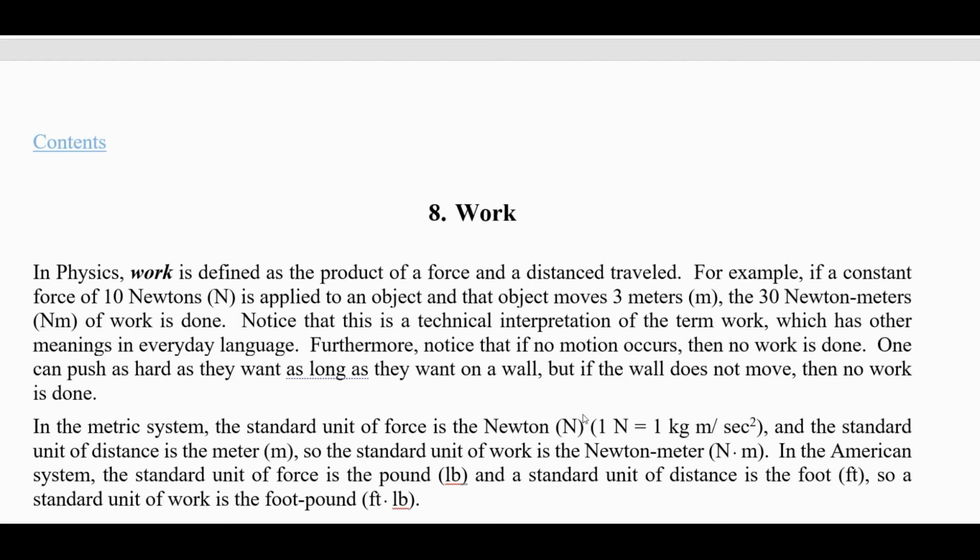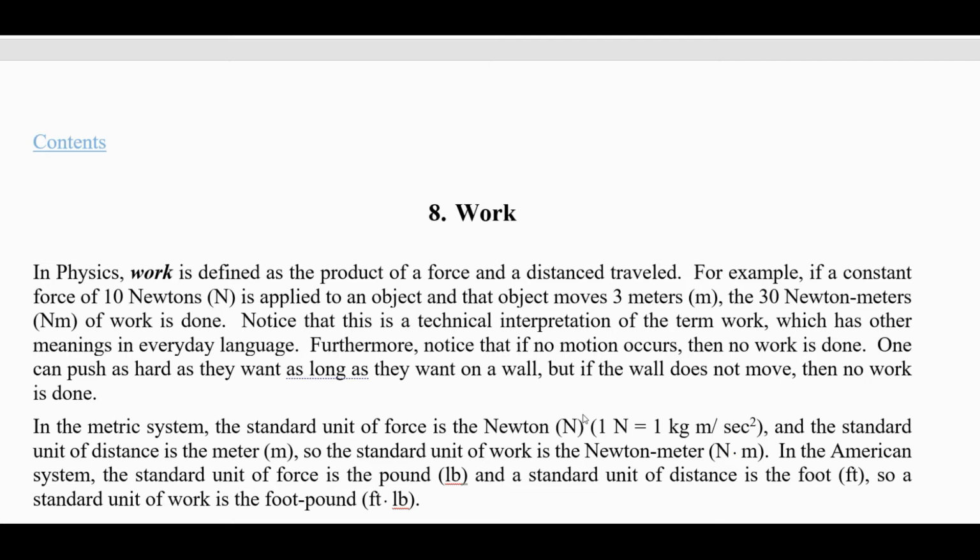In this video, we're going to see how to apply integrals to compute work. So in physics, work is defined as the product of a force and a distance traveled. For example, if a constant force of 10 newtons is applied to an object and that object moves 3 meters, then 10 times 3, or 30 newton meters of work, is done.